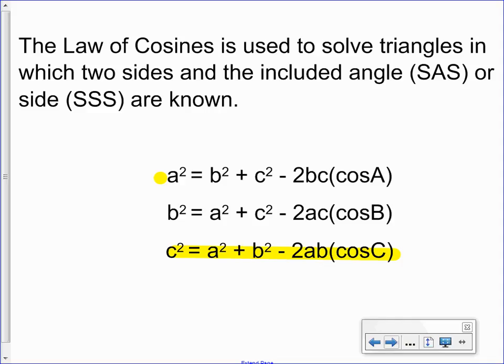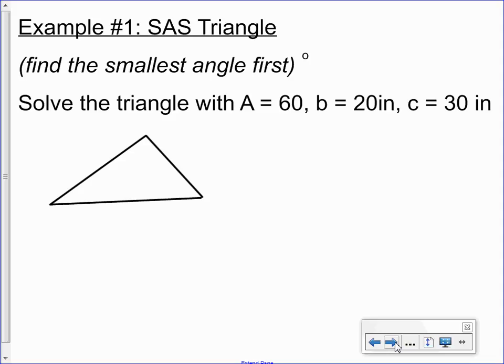Get those calculators warmed up if you haven't already. Okay, let's draw a picture. A, B, C. Let's call this angle 60 for fun. This side is 20 and this side is 30.